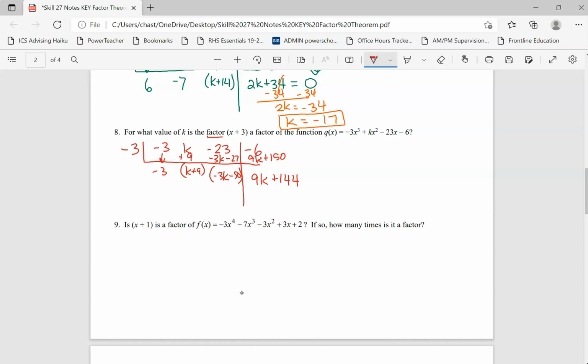And again, we want it to be a factor, so we have to make the remainder 0. Solving this out, we get 9k equals negative 144. Divide that by 9, and we get negative 16. That's what k would have been.